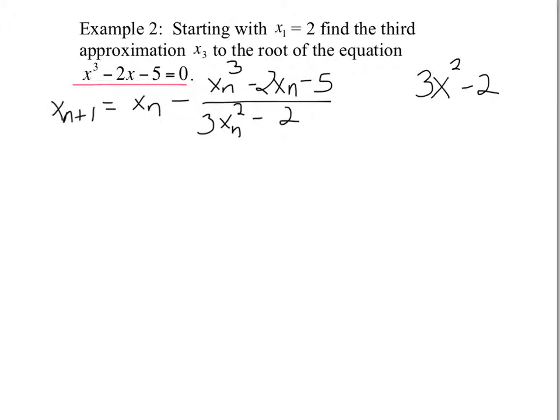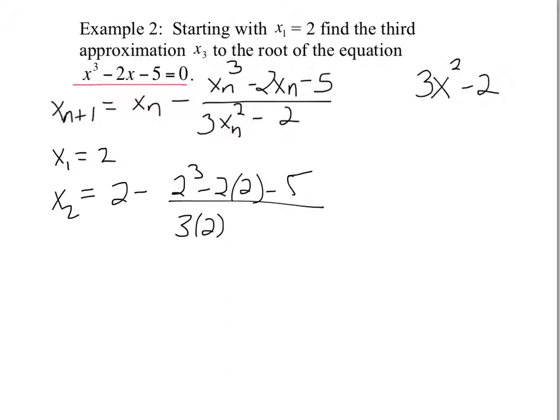If we know that x1 equals 2, then x2 will be if we just plug 2 into each of these xn's. So I have x2 will equal 2 minus (2 cubed minus 2 times 2 minus 5) all over 3 times 2 squared minus 2. And if you go ahead and grab your calculator and let it do it, you get 2.1. So that's x2. Now I'm going to plug that in to find x3.